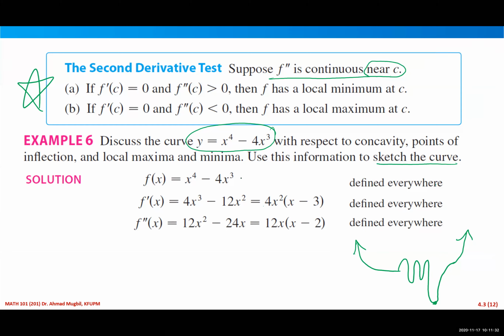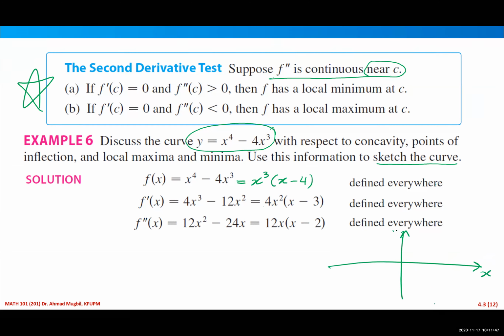It is also easy for you to know the zeros. If you want to know what the x-intercepts are, take x cubed as a common factor. It will be x minus 4. So now you know this function. Look how much I know about it. This is the x-axis, this is the y-axis. It goes up to the right and up to the left. It has x-intercepts at 0 and at 4. So it will cross the x-axis here, go down, then come back to cross, and it will be something like this.